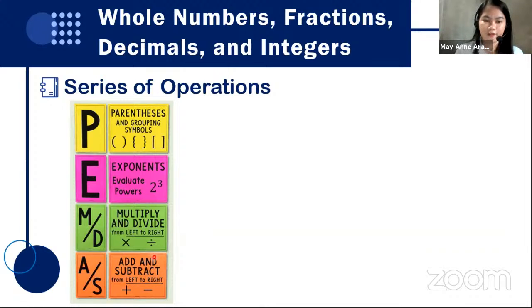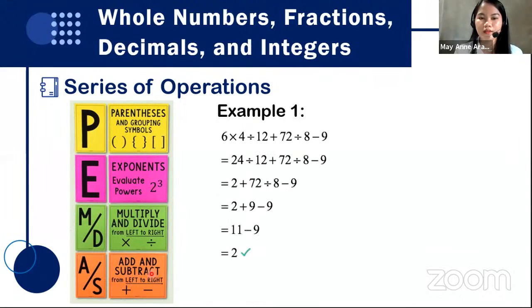Okay, so if addition, subtraction, you add first and then subtract. And if subtraction, addition, you need to subtract first and then add. Example, we have 6 times 4 divided by 12 plus 72 divided by 8 minus 9.